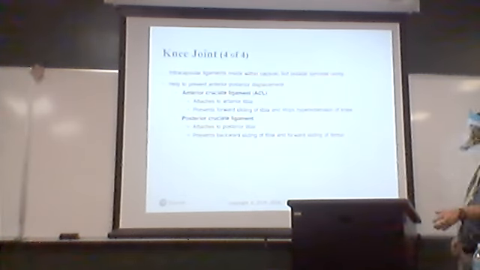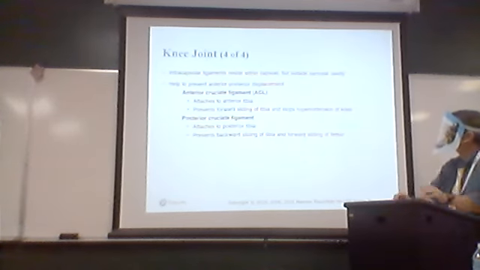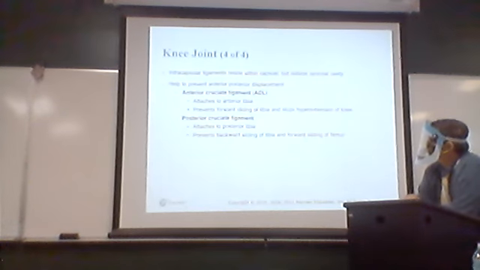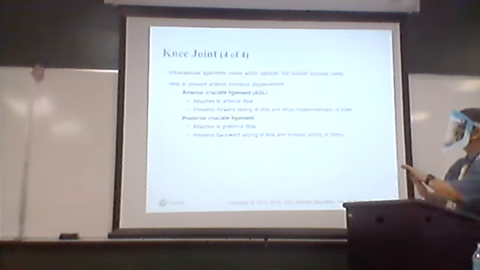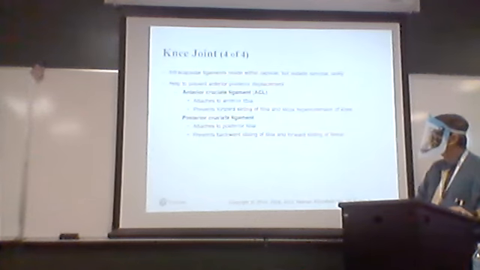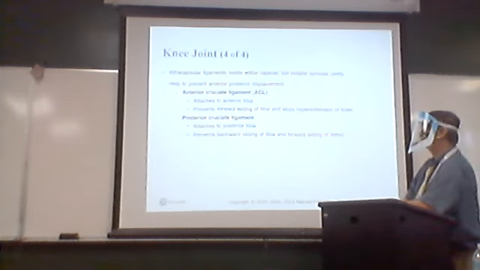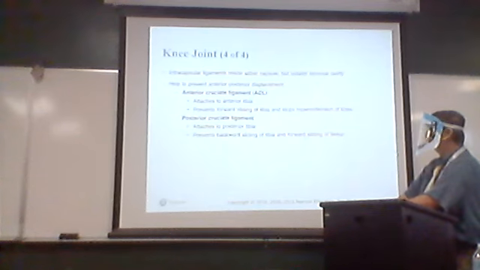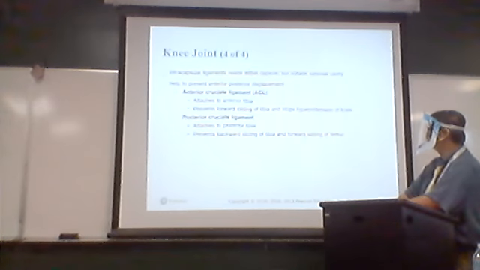The ACL. You hear a lot about the ACL for athletes. Intercapsular ligaments are inside the joint capsule but outside the synovial capsule. And the ACL is the anterior cruciate, so it attaches to the anterior tibia and prevents forward sliding of the tibia. The posterior cruciate attaches to the posterior tibia and prevents backward sliding of the tibia.